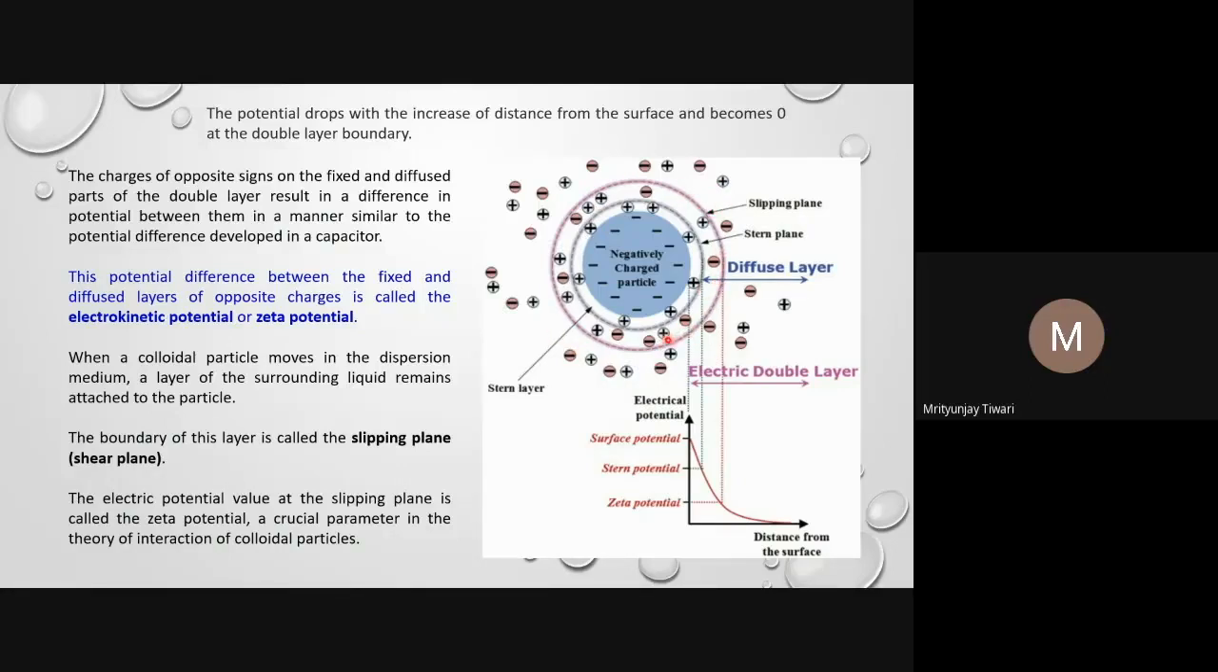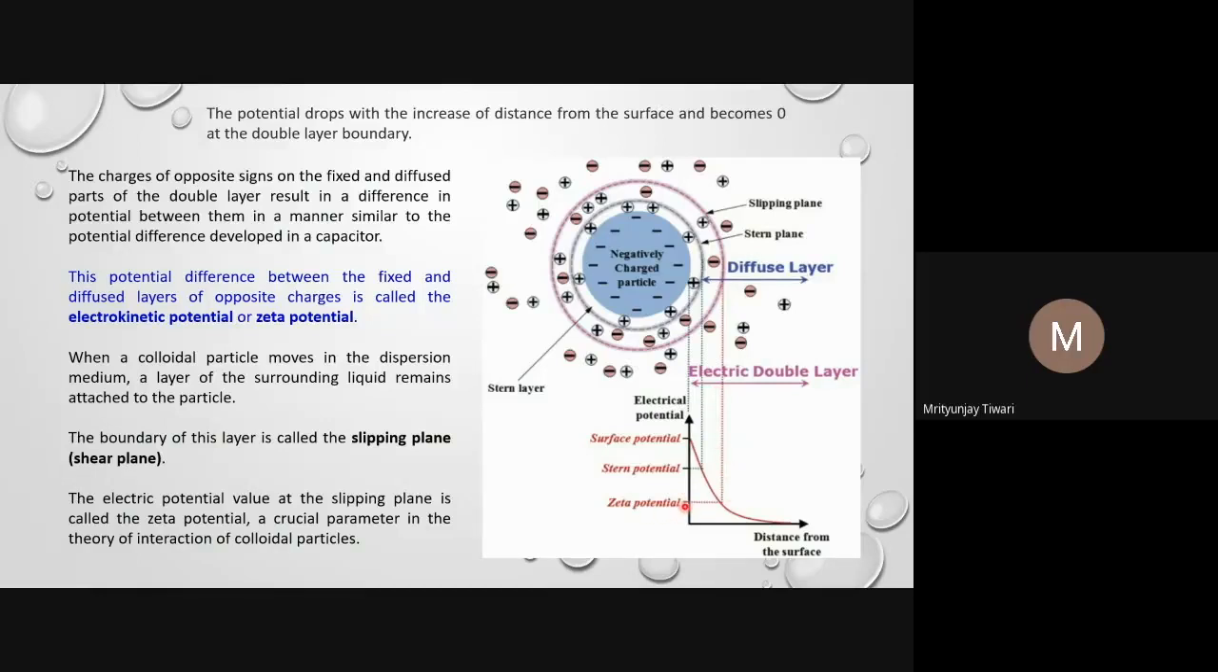Also there is some movement or diffusion that may happen between the particles, and the boundary of this layer is called the slipping plane. This is the layer which moves along with the colloidal particles, and the potential at the slipping plane is called the zeta potential. So when you measure the potential at the slipping plane, that potential is the zeta potential.